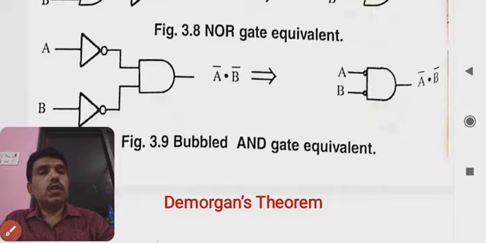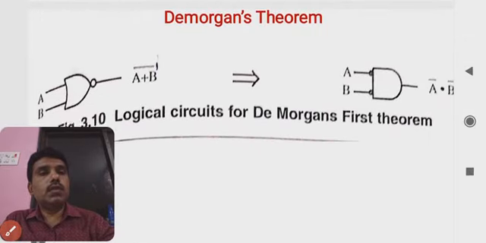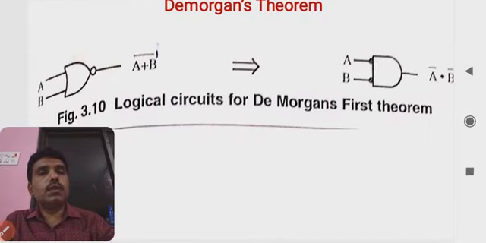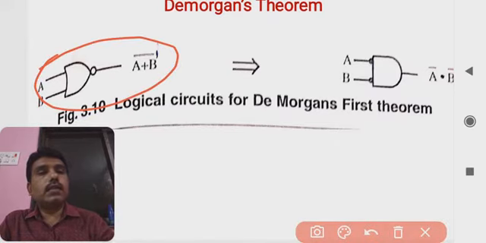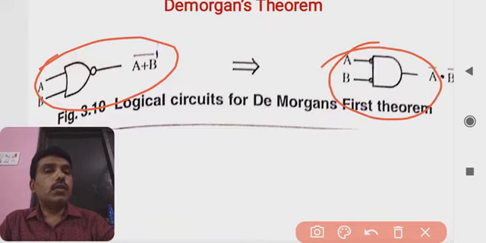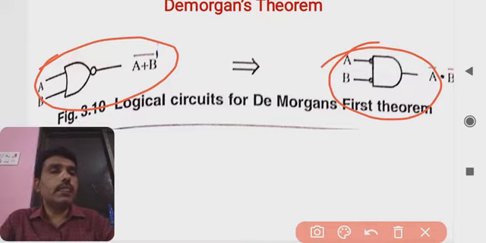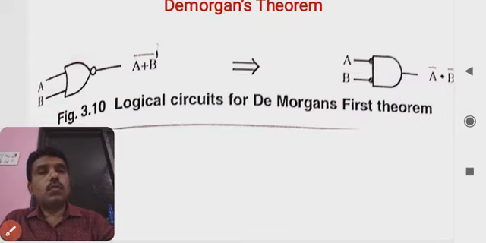So this is all about De Morgan's first theorem. Lastly, in brief, the left hand side is given here with the NOR gate, that is (A or B) complement, which will be equal to A naught and B naught connected with the AND gate, and that will give us A complement and B complement. So this is all about De Morgan's first theorem.